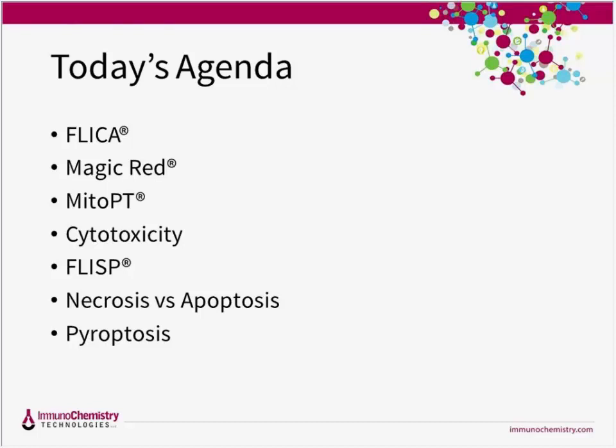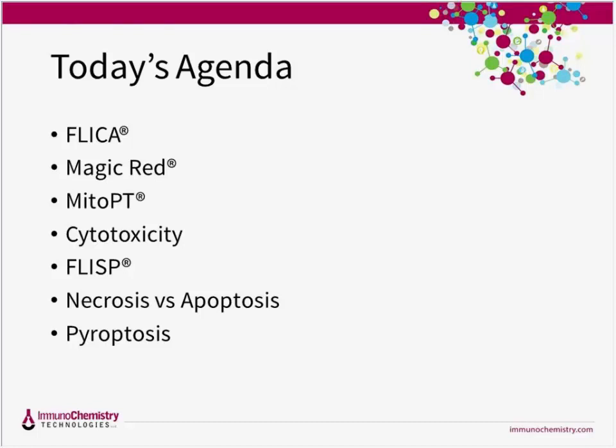So in the webinar today, we'll be covering several different of our fluorescent detection reagent product lines, and they're listed here. FLICA for the detection of active caspases, Magic Red substrates for the detection of caspases and cathepsins in real time, MitoPT for the detection of mitochondrial membrane potential and depolarization, cytotoxicity. Our kits are designed to measure cell-mediated cytotoxicity, so this is where cells of the immune system lyse and kill infected cells. FLISP for active serine protease detection.